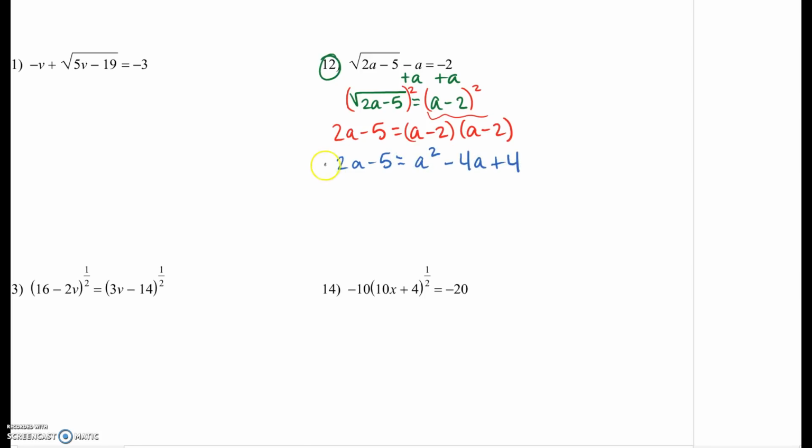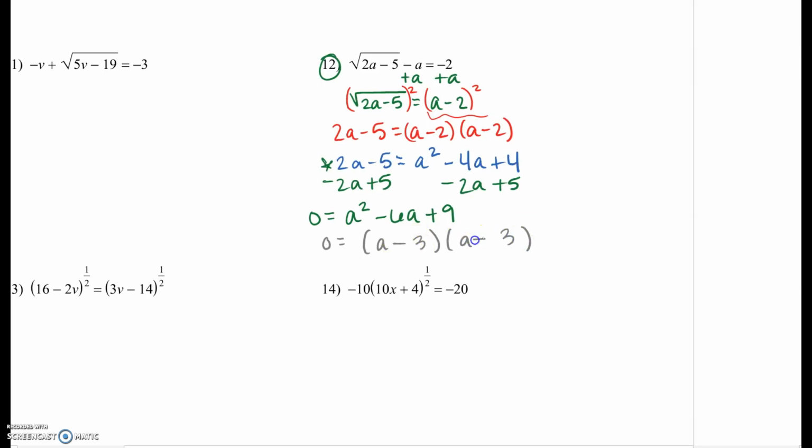I'm going to move everything here to the other side, so I'm going to subtract 2a and add 5. And so I get 0 equals a squared minus 6a plus 9. So I can go ahead and factor that. And so I have 0 equals a times a, and then 3 and 3, and both are going to be negative. And so I know that I have a minus 3 equals 0, a minus 3 equals 0. It's the same thing. So a equals 3.